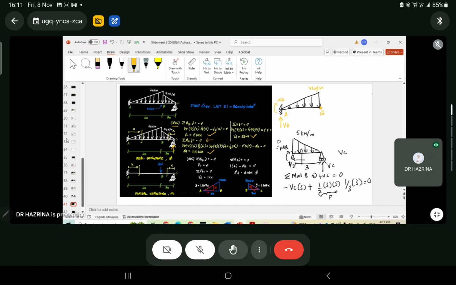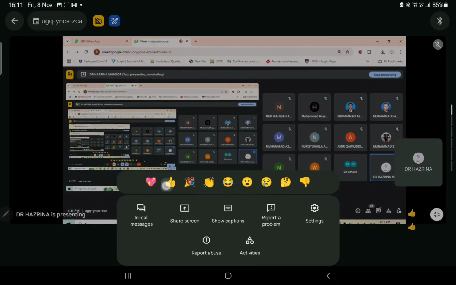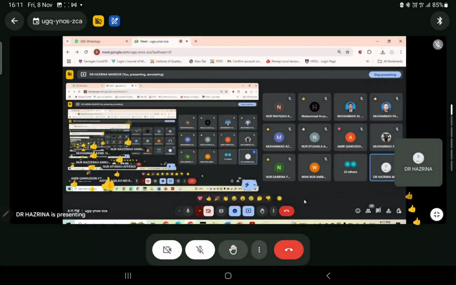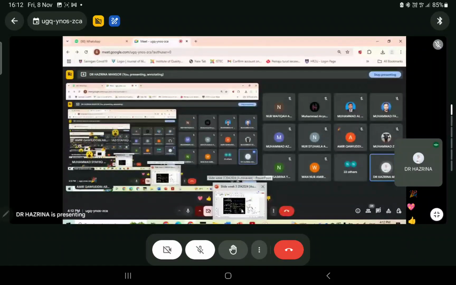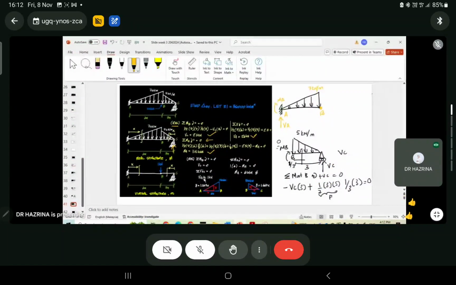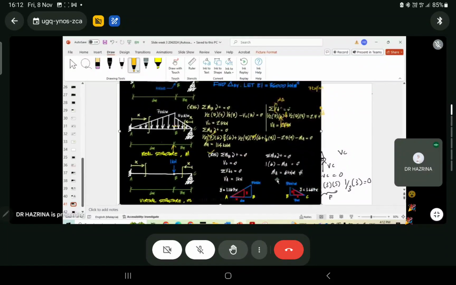So for the reaction that has a hinge, I hope by now everyone is clear. Okay? Can you show some emoji if you really understand it? Okay. Alright, good. Thank you. So now, so far everyone understands how to do it when there is a hinge. Okay, let's continue.